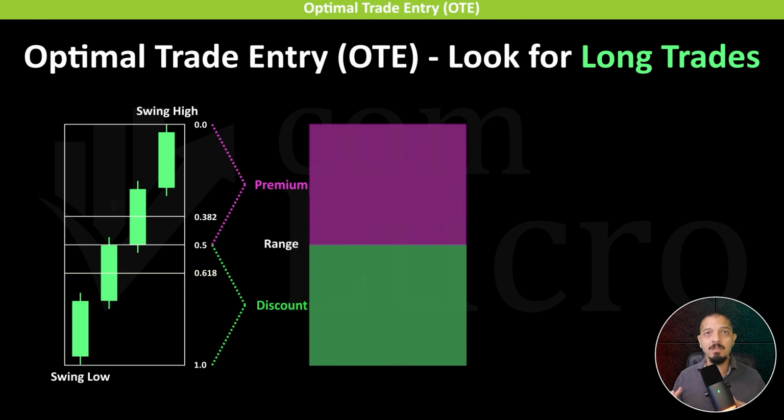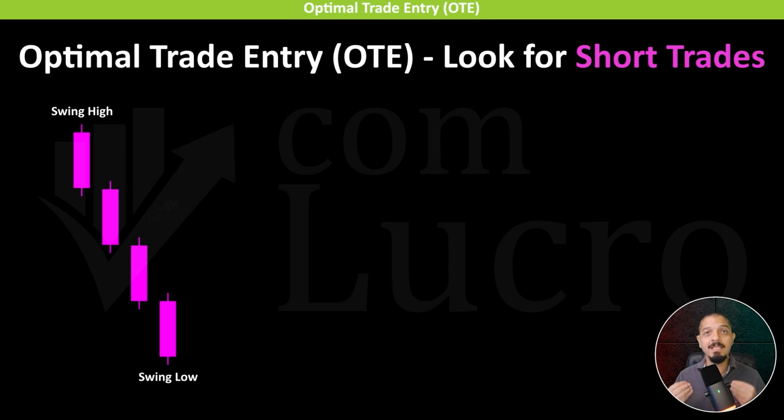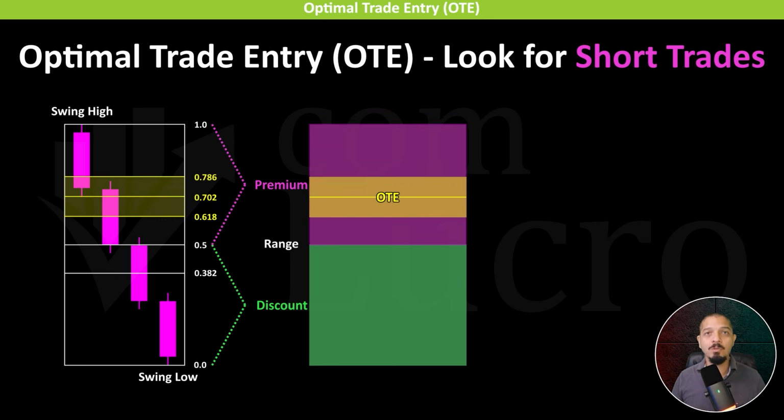In this illustration, you can see an example of an OTE for a long trade. Notice how this zone falls entirely within the discount zone. It is important to observe how price action reacts to all three levels of the OTE, with particular attention to the 0.702 retracement level. In the next illustration, you can see an OTE for a short trade. In this case, the zone falls within the premium zone.